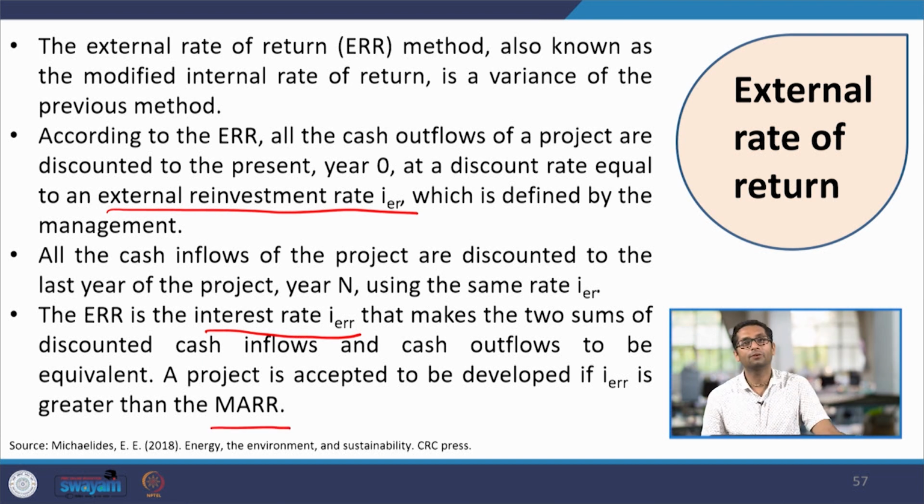Further, this methodology entails determining three different interest rates: the external reinvestment rate, the interest rate ERR, and the minimum acceptable rate of interest. This also brings in an element of uncertainty, because these are values specific to the management of a corporation, and that is one of the reasons not many people would want to use a methodology like this. Finally, we come to another methodology called the profitability index.